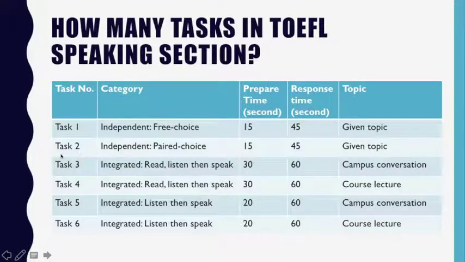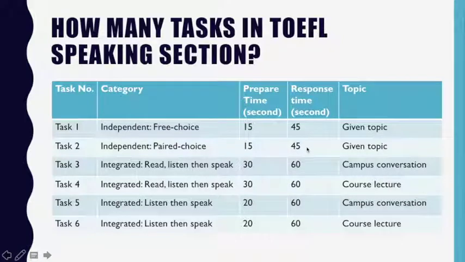Task 3 to 6 are integrated tasks. For Task 3 and 4, you will be required to first read a short passage, next listen to a conversation or lecture, then have 30 seconds to prepare your answers. Afterward, speak your answers within 60 seconds.